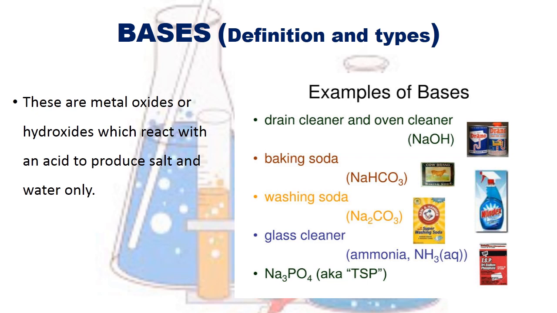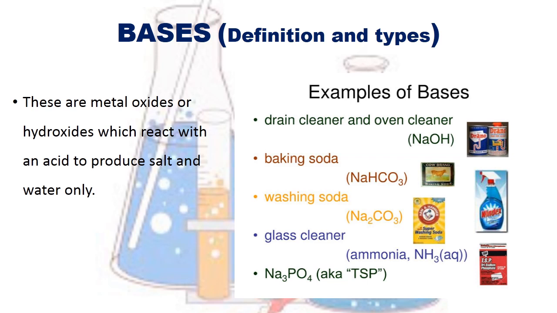Now moving along into bases. Now we are looking at the definition and its types. Bases are metal oxides or hydroxides which react with an acid to produce salt and water only. And we have some examples right here.